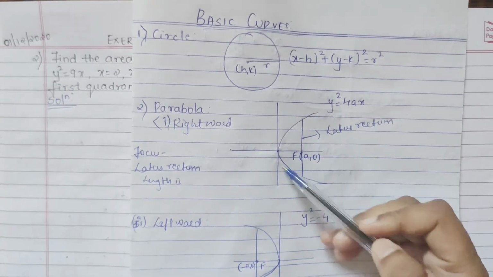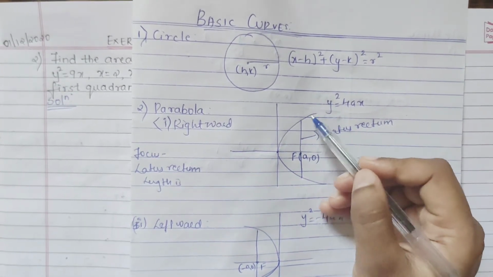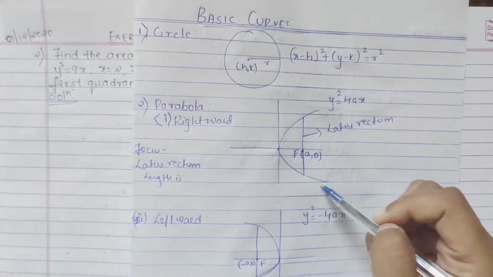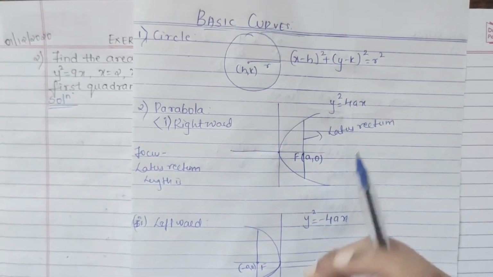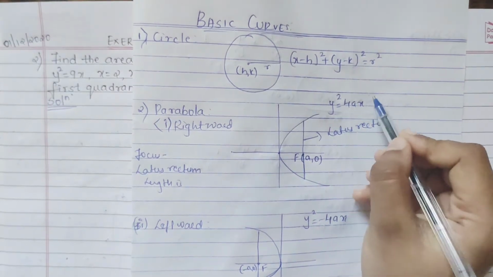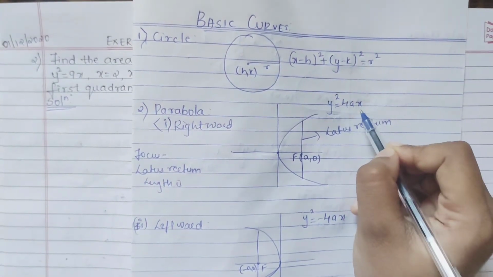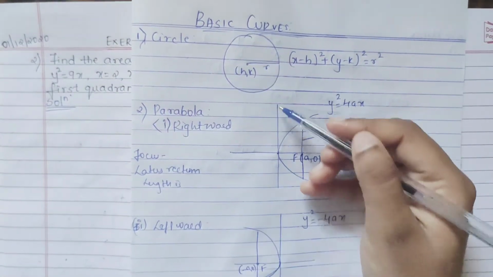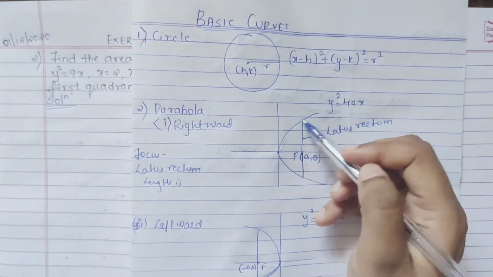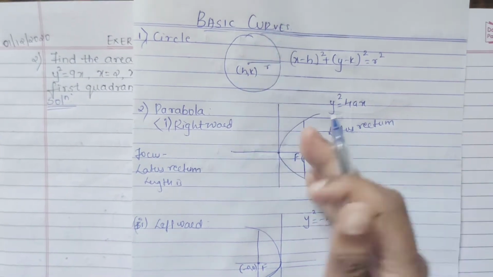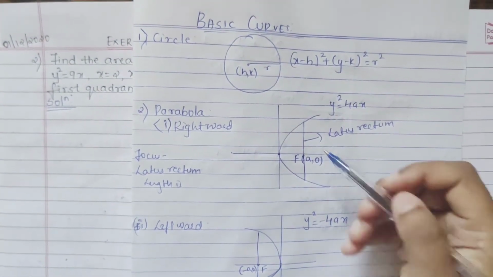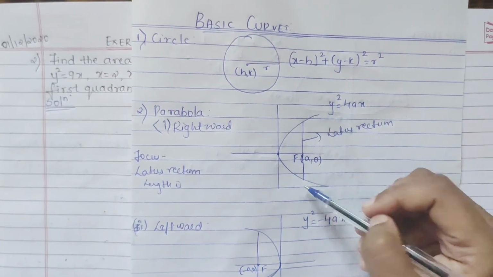First, with the x axis, means considering your y, you can tell touching your y. Okay, touching your y, rightward, you can tell it. So your parabola equation is always given by y square is equal to 4ax when it is towards your x axis, opening towards your x axis, touching your y. Okay, touching your y and opening towards your x axis, right hand side. So that is called your parabola.